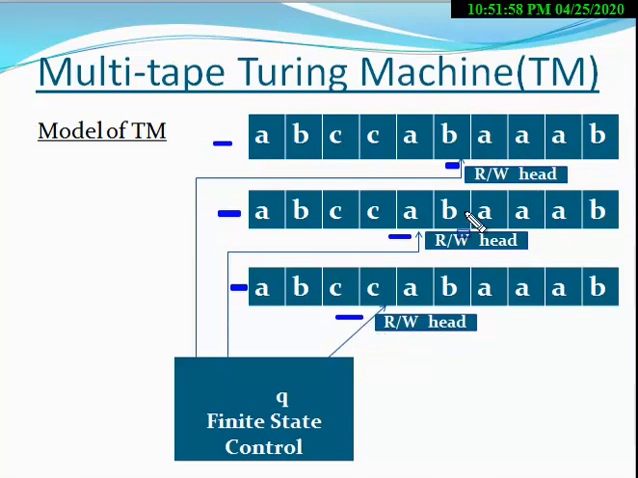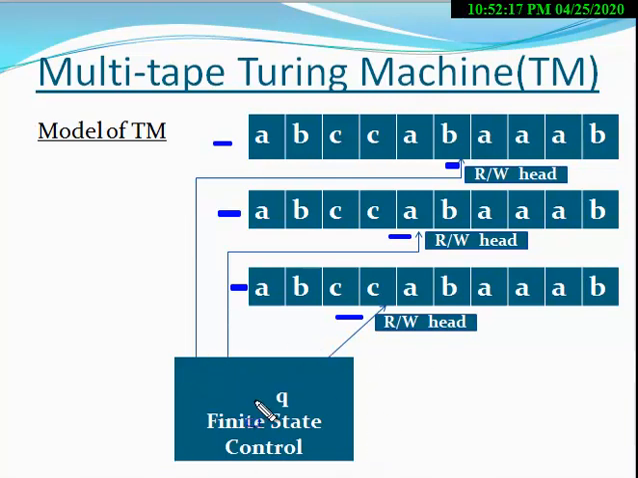So all the heads will be read-write heads, right? All the heads which will be used here are the read-write heads. Clear? If the number of tapes is n, then the number of heads will also be n. And this is the finite state control.